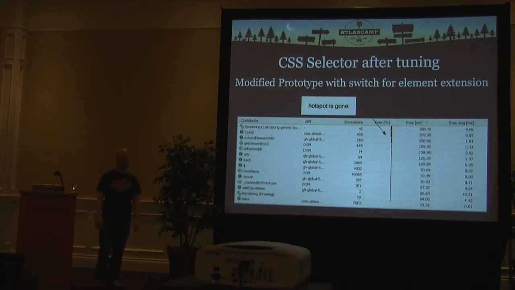So what we did, we modified prototype a little and added a function that allows us to fire a prototype CSS selector that doesn't do the extension. And we profiled it again. We can see the hotspot is gone. Things are quick. And we were happy.